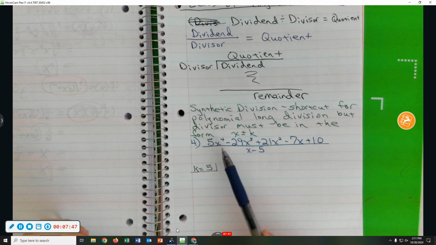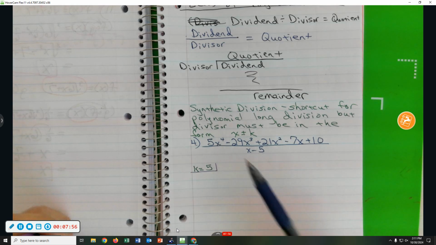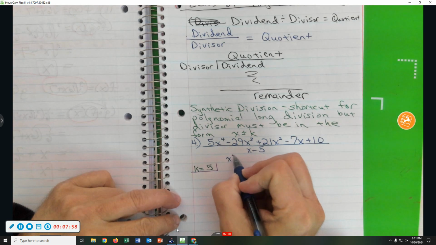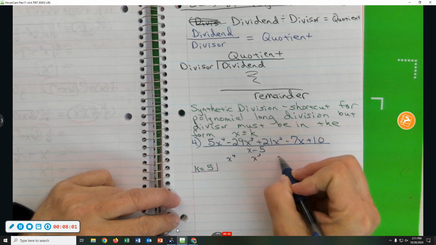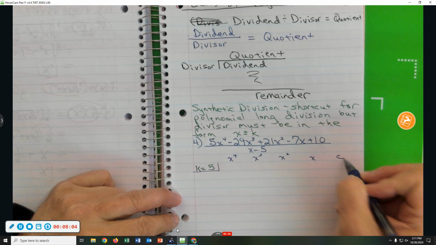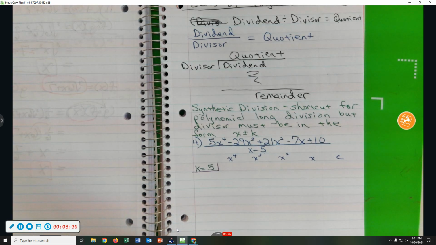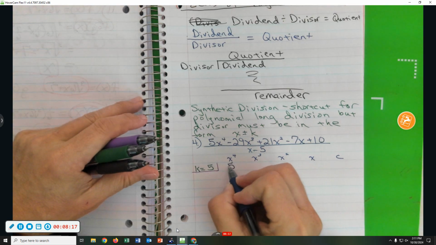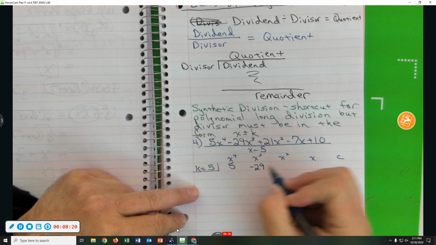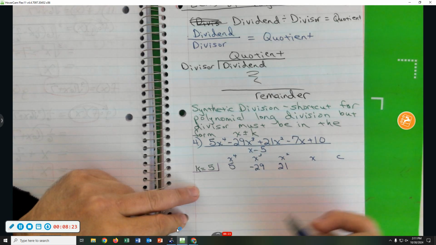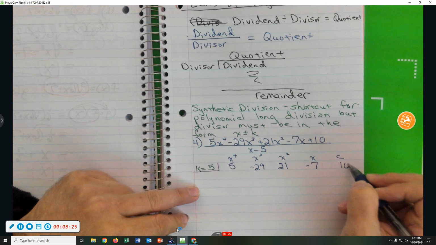And the dividend needs to be in descending order based on powers. So the biggest exponent at the top is x to the 4th. So I'm going to have an x to the 4th column, and then an x cubed, an x squared, an x, and a constant. Now, underneath where I have those column headings, write the coefficients. The coefficient for x to the 4th is 5, and then a negative 29, a positive 21, a negative 7, and a positive 10.